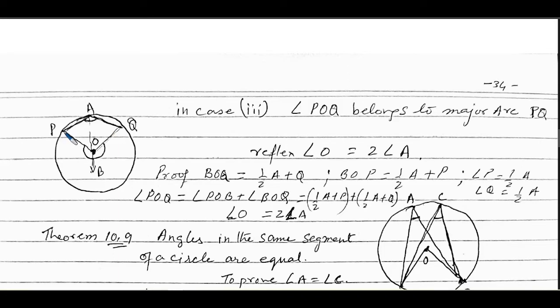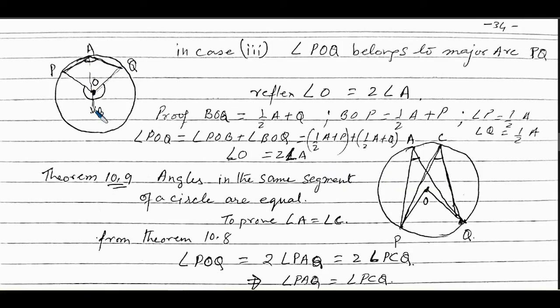So now I can say what is angle POQ. So POQ is equal to angle POB plus angle QOB, or BOQ, these two angles. I add it. This angle we saw was half of A plus P, and this is half of A plus Q. P and Q are both half A, so half A plus half A is A. So this angle O is twice of angle A. Okay, go through it. It is a very simple step. I have not drawn it maybe properly, but you draw yourself and check it out.